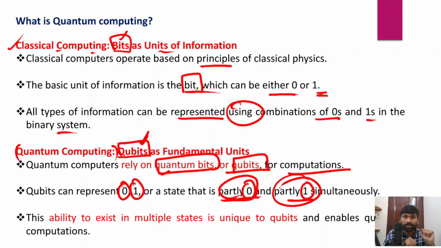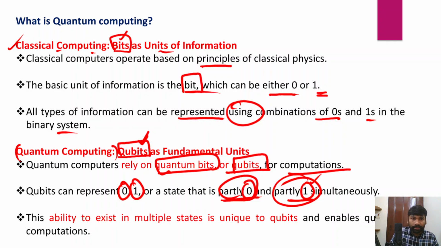So for example, if you flip a coin, that coin can represent both sides, right? When you flip the coin until it stops, that's how these quantum computers actually work.